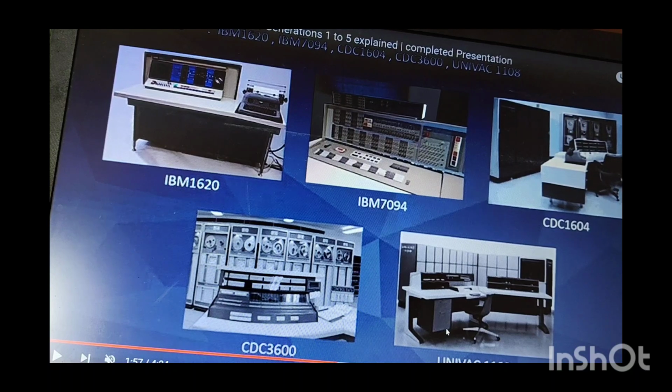Okay, so this is all about the first and second generations of computers. In the next class, I will provide you the features of the third, fourth and fifth generations of computers.